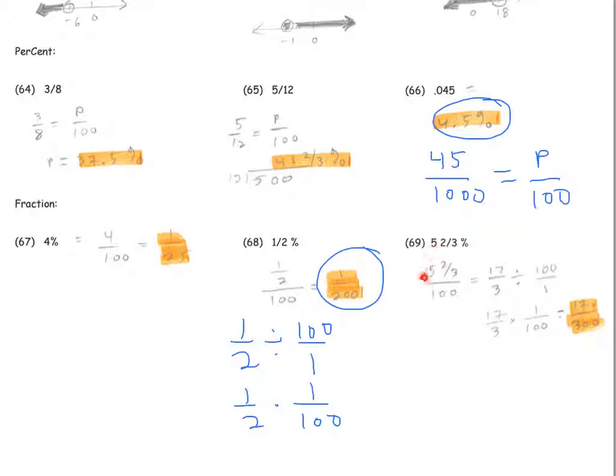Over here, I put 5 2/3 over 100, and again, because it looked weird to me, I took advantage of my division option and changed 5 2/3 to 17/3, changed the fraction bar to divided by, and 100 to 100 over 1. The division switched to multiplication, and the 100 over 1 flipped to 1 over 100, and that gave me 17 over 300, which is what 5 2/3% is.